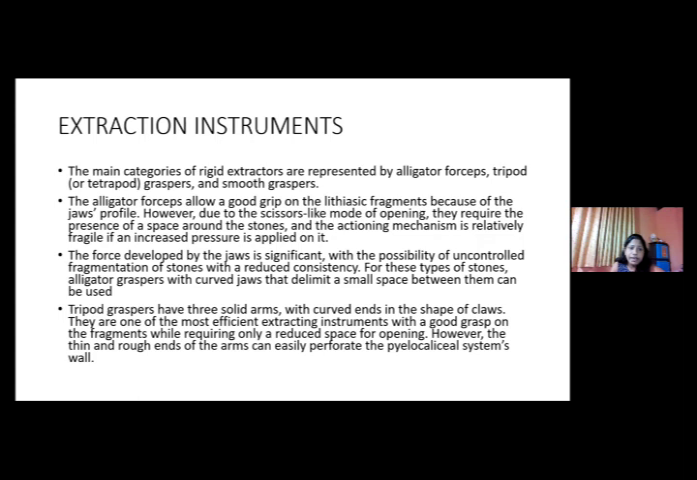And then we have, for the PCNL procedure, various extraction devices. So we have alligator forceps, tripod, and the smooth grasper. Alligator forceps have a jaw mechanism, but we need a good space to work, to open the jaws and to grasp the stone. And then we have the tripod grasper. It has a good grasp, but it can easily perforate the pelvicalyceal system.